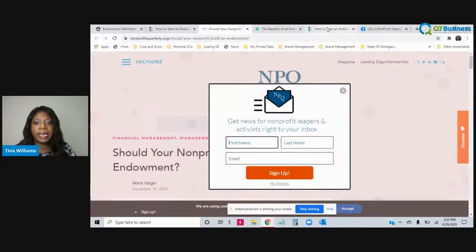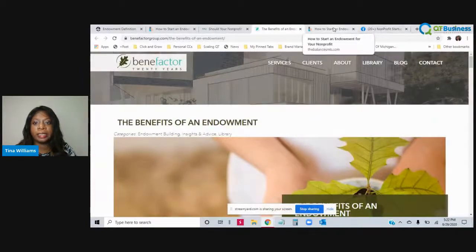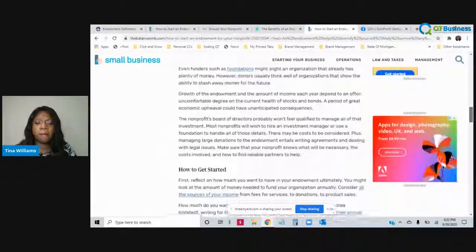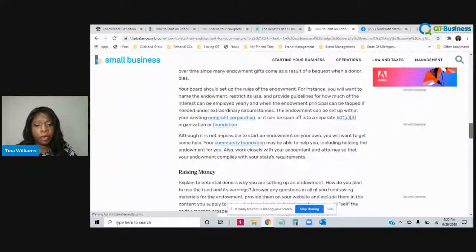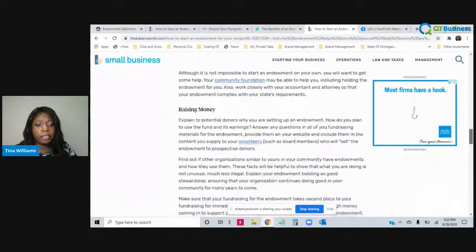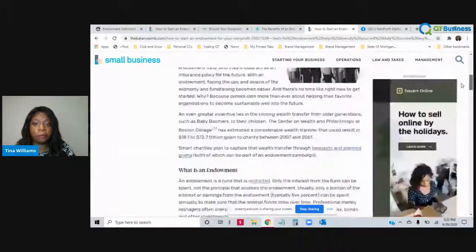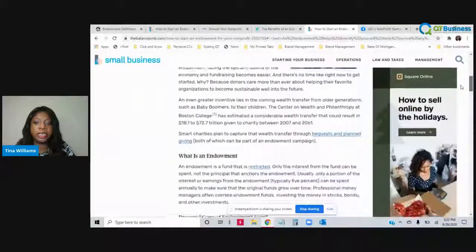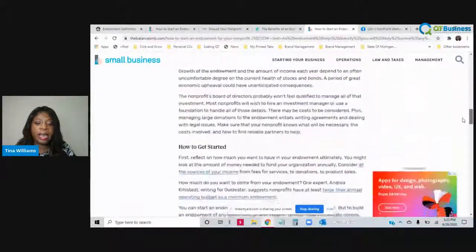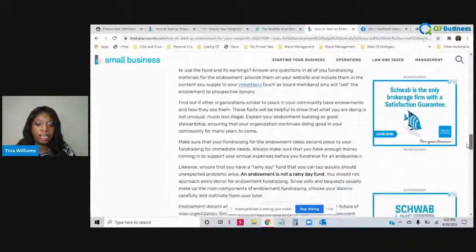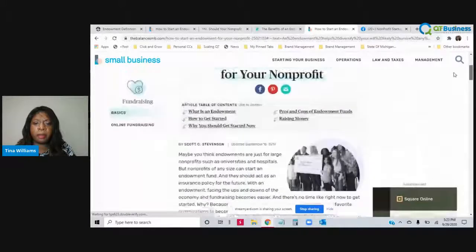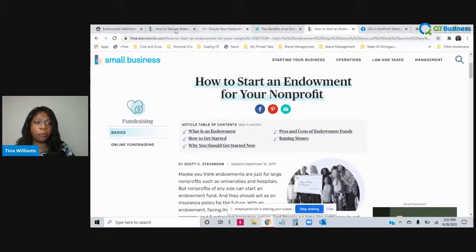So that is kind of what I wanted to go over today, was endowments. Endowment funds are very easy to set up for your organization. You can just raise money for it, explain to potential donors why you are setting up your endowment fund, how you plan to use the funds and its earnings. And then people that are wealthy get a benefit for letting you use their money, and you manage the endowment fund and administer it, such as Harvard or all of the Ivy League schools that have endowment funds. A lot of the big nonprofits have endowment funds as well.